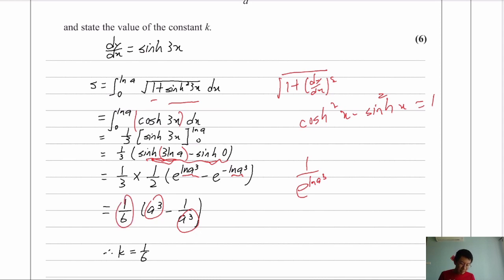So from there, we actually have 1 over 6 for the k. So that will be the value for our constant.